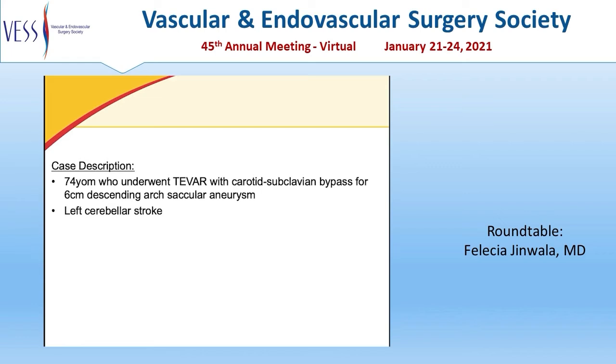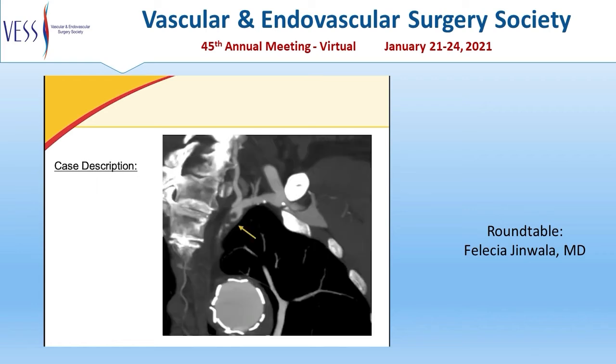He presented 5 years from his index procedure with dizziness, an acute onset of incoordination, and a posterior headache, and was found to have an acute left cerebellar stroke on MRI. His preoperative workup also included a CTA, in which he was found to have a patent carotid subclavian bypass, and as depicted by the yellow arrow, a floating thrombus at the left subclavian stump.